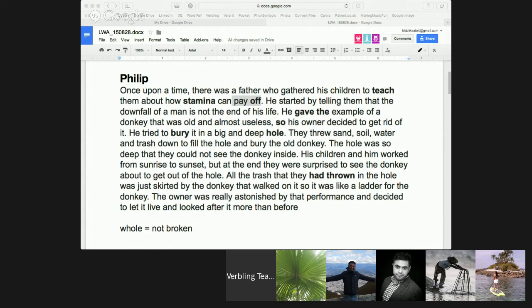And what does stamina mean? Okay. What's stamina, Philip? Stamina. Endurance. Yeah. Endurance. Did you get that, Anna? Endurance. Yes, thank you. So, for example, if you're a long distance runner, then you need a lot of stamina because you have to be able to keep going, keep going, keep going. Okay?